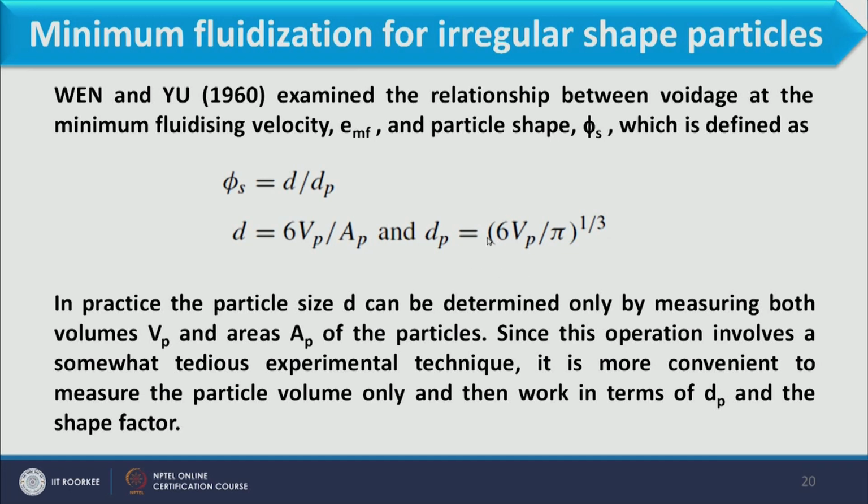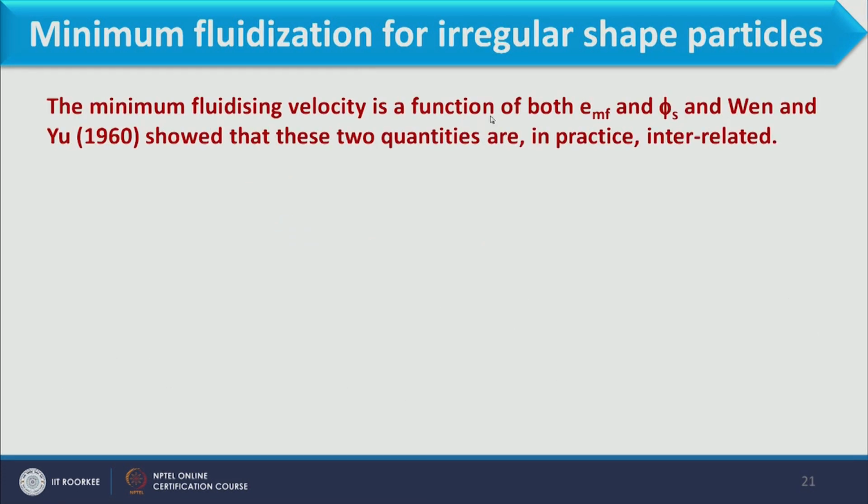So once we calculate the particle volume, we can define the particle diameter. It's not necessary to calculate or obtain the volume as well as the area of the particle. The minimum fluidizing velocity is a function of both EMF and phi s, and Yu showed that these two quantities are in practice interrelated. So voidage as well as shape of the particle will be interrelated.